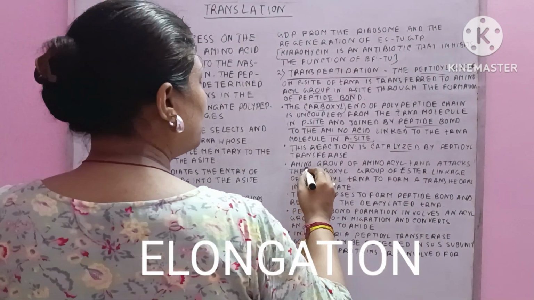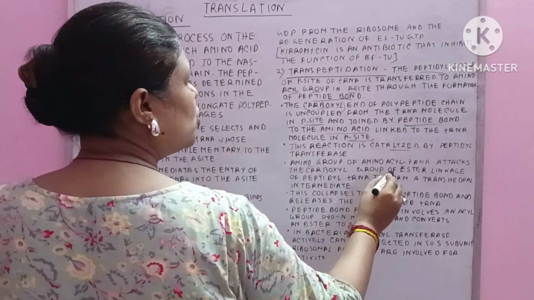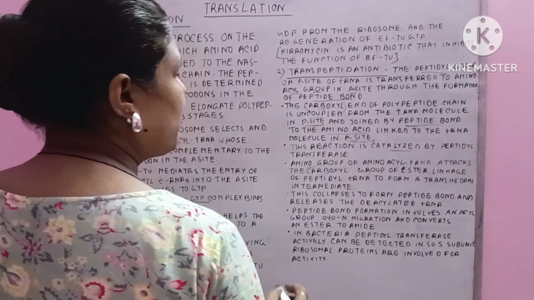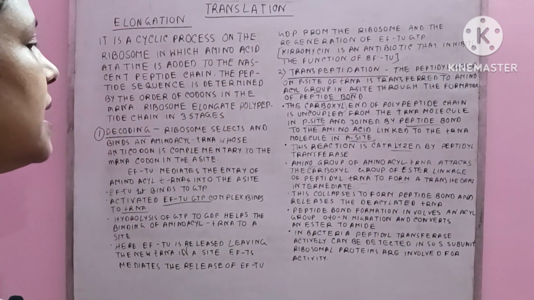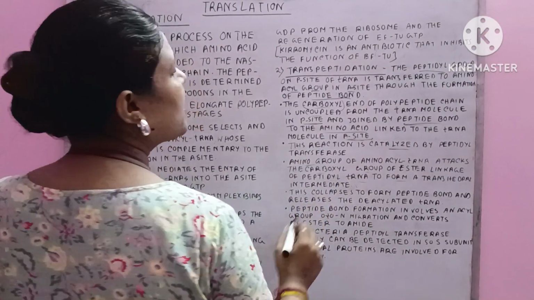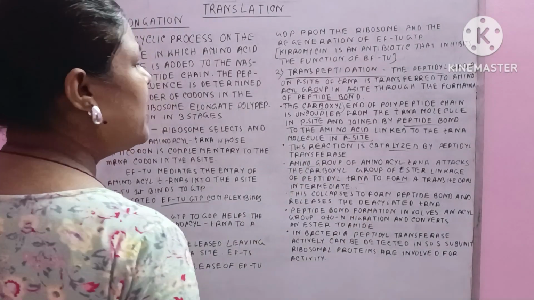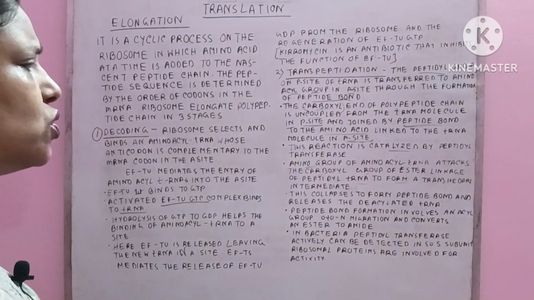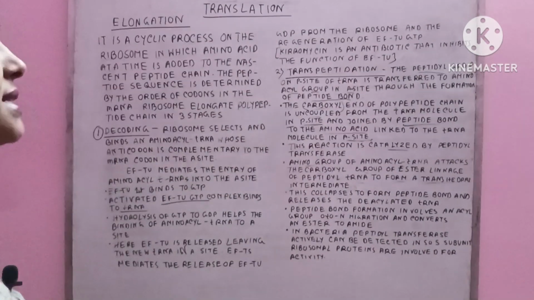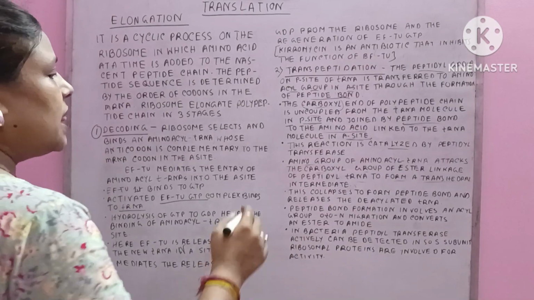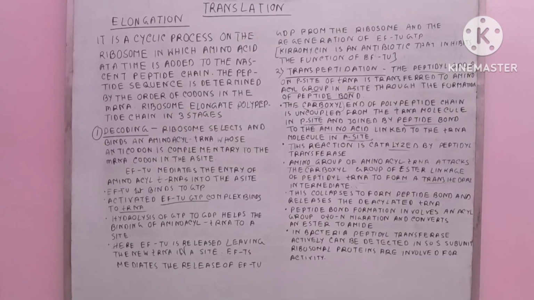And the amino group of aminoacyl tRNA attacks the carboxyl group of the ester linkage of peptidyl tRNA to form a tetrahedral intermediate. So what it is saying is that due to the peptide bond, the carboxyl group and the amino group join to each other, okay, and due to this joining, what is formed? One intermediate substance that is called the tetrahedral intermediate is formed. Okay. Next, this collapses to form the peptide bond and releases the deacylated tRNA.